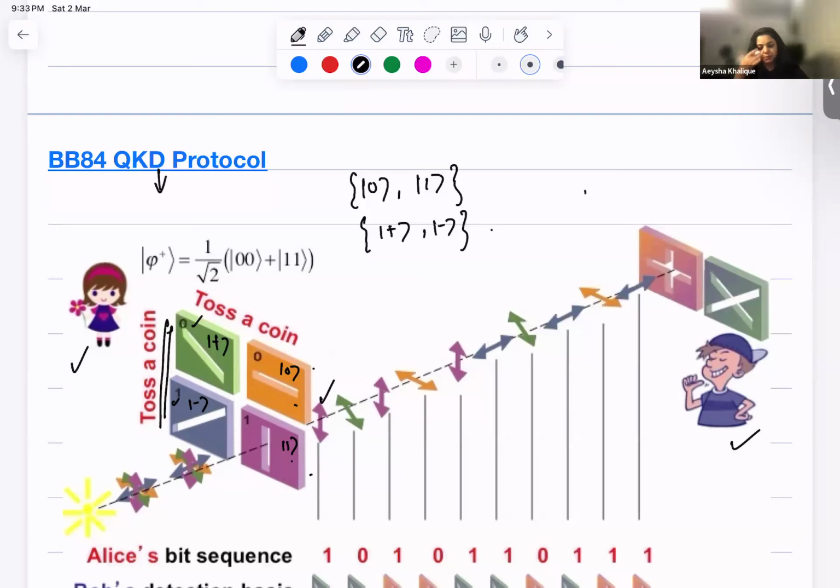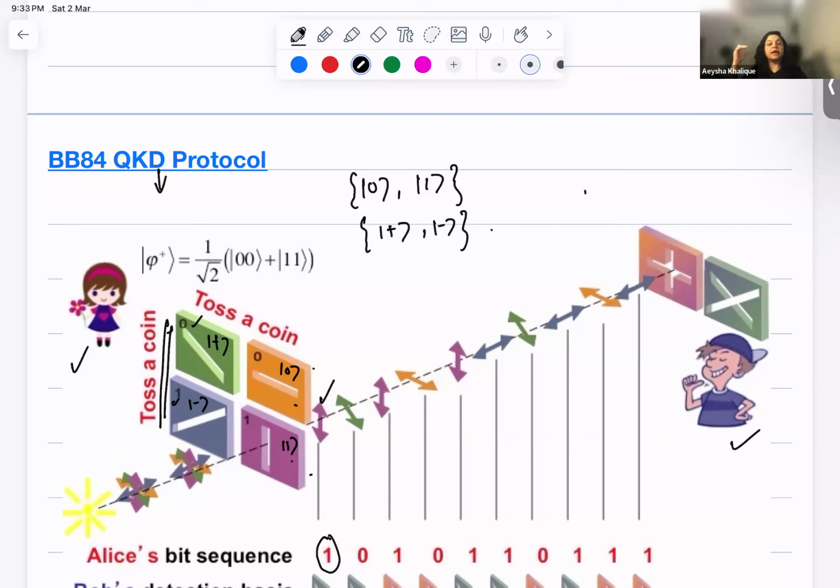And she records the bit value on her end. The thing that is going is the quantum state. It's not the classical bit. It's the quantum bit. It's in fact the polarized photon that is going. She records the bit value on her end. The bit value is 1, of course, for this vertical one. And then she sends that qubit to Bob.